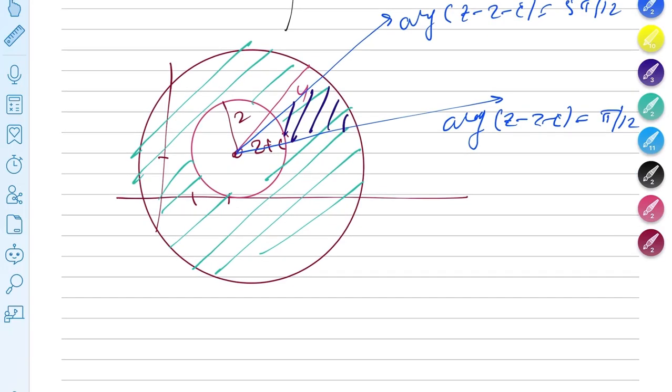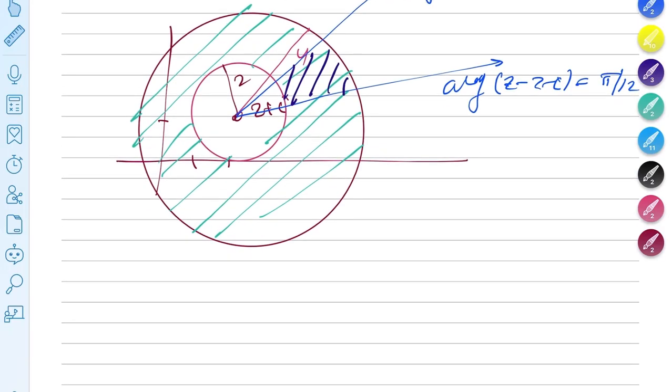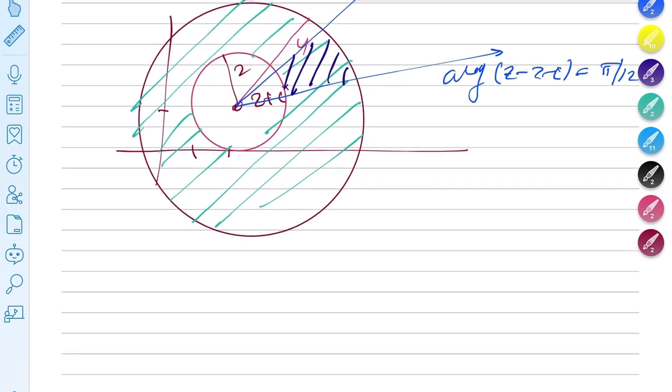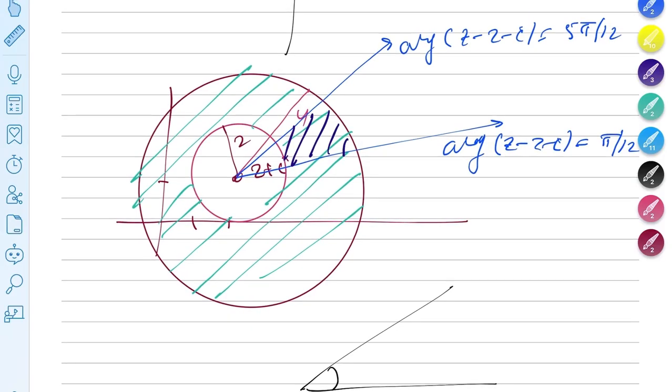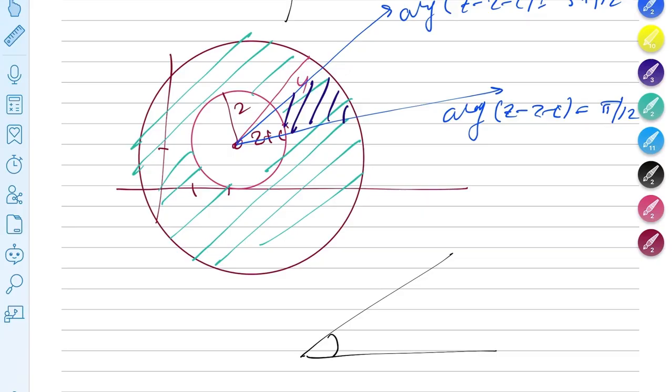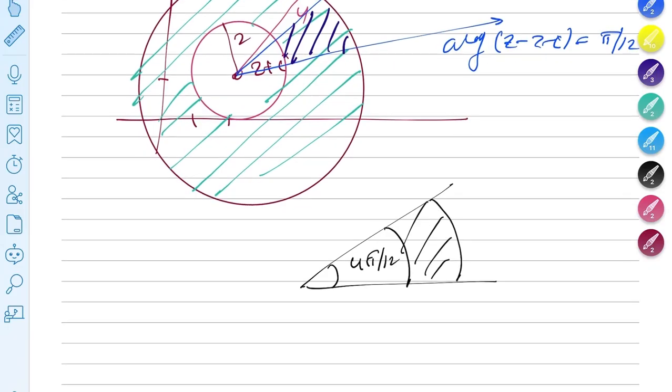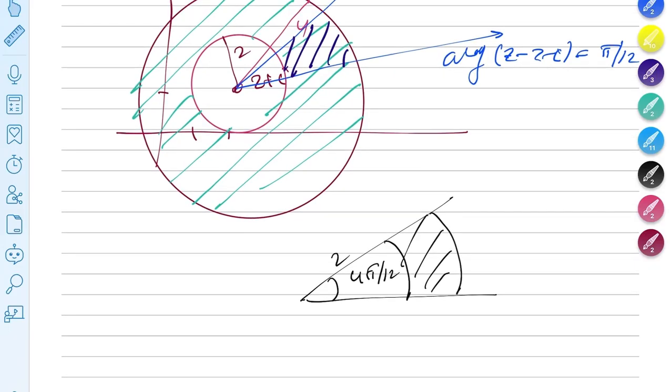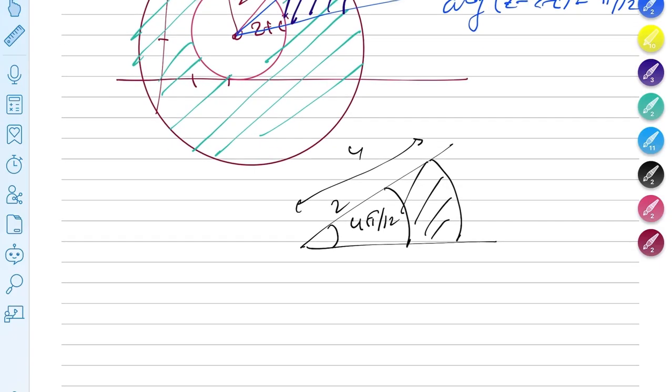Okay, so what is the area? The area will be just that of the annular region. The angle is 5 pi by 12 minus pi by 12, which is 4 pi by 12. The radius of the smaller circle is 2 and the bigger radius is 4. So this is the region.